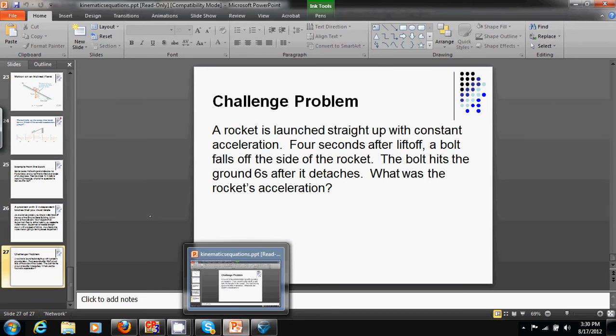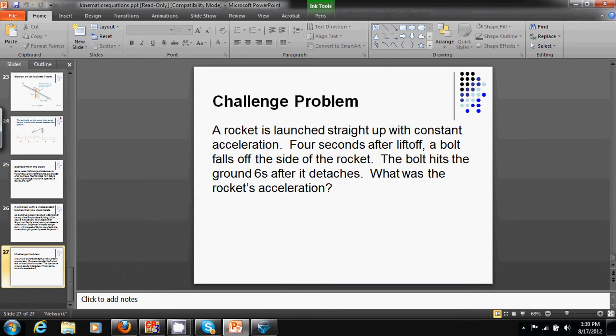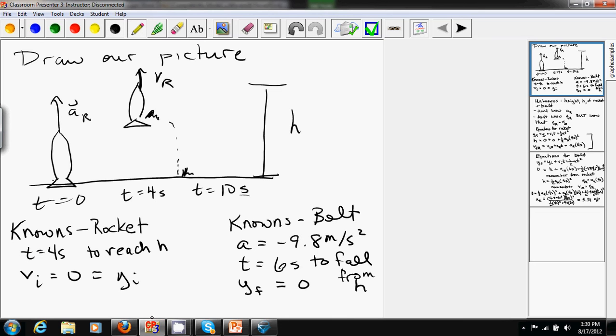A rocket is launched straight up with constant acceleration. 4 seconds after liftoff, a bolt falls off the side of the rocket. The bolt hits the ground 6 seconds after it detaches. What was the rocket's acceleration? It seems kind of impossible here because it doesn't seem like there are a lot of knowns, but actually it's solvable. So let's go through this. I have it all worked out.